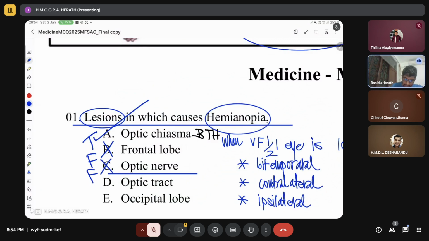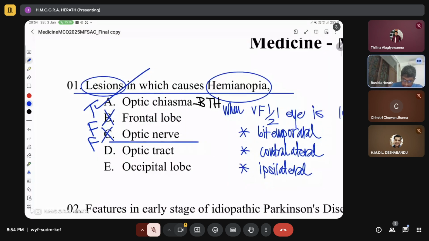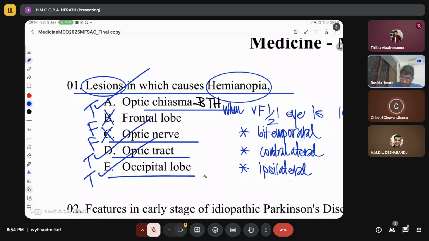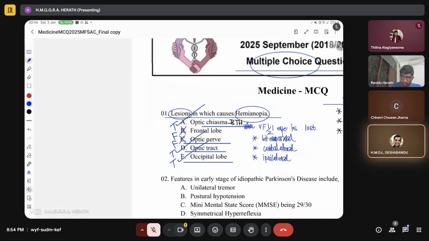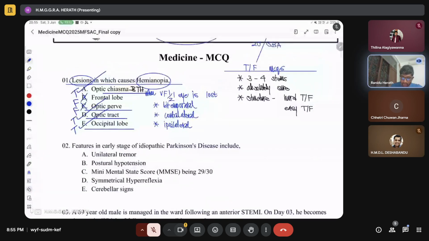It causes ipsilateral blindness. Optic tract, does it cause hemianopia? Yes. Why? Because it is behind the optic chiasm. Occipital lobe, will it cause hemianopia? Yes. Why? Because it is behind the optic chiasm. Understood? So that is the rule that you use to get these answers in the MCQ.